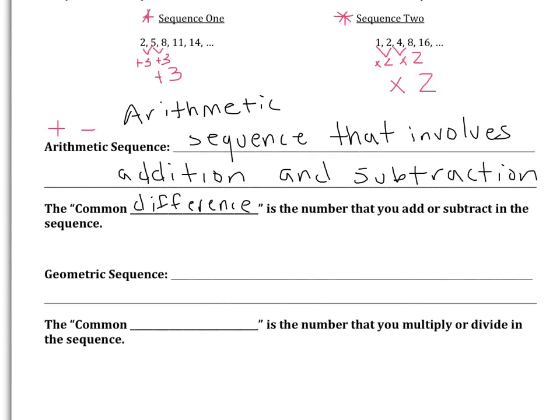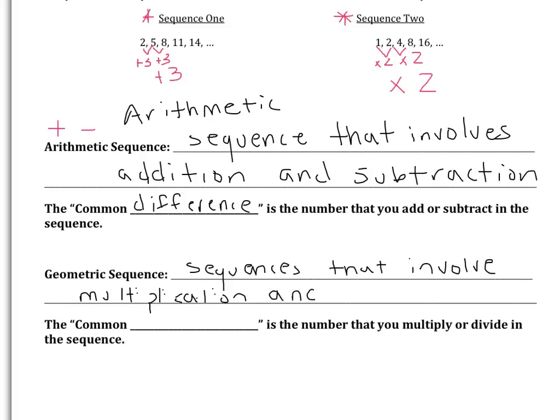Our second type of sequence is called a geometric sequence. And geometric sequences are sequences that involve multiplication and division. Sequences that involve multiplication and division.